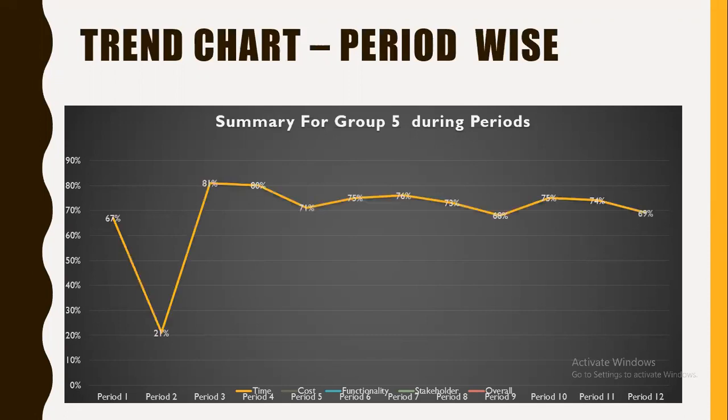First one is time. In the first period, we are at 67% in the case of the time component. Then in the second period, our performance goes down. But after that, from the third period to the 12th period, our performance remains at 70 to 80%. We are at 69% in the last period, and our performance goes up and down during the entire period.